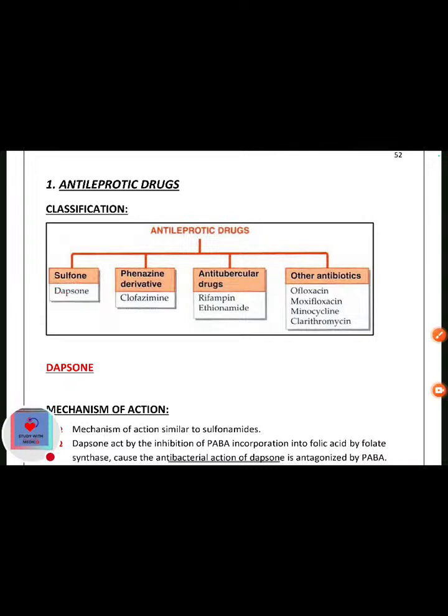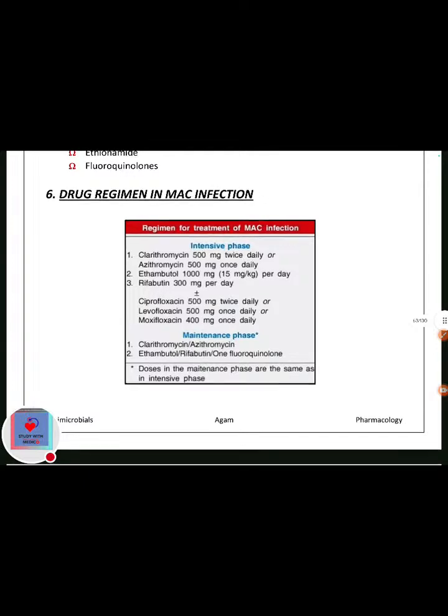To remember this, you could try a little trick. Think of sul like the sound of sulfur, which is kind of stinky. So sulfones are the stinky drugs for leprosy, and non-sulfones are the non-stinky drugs for leprosy.